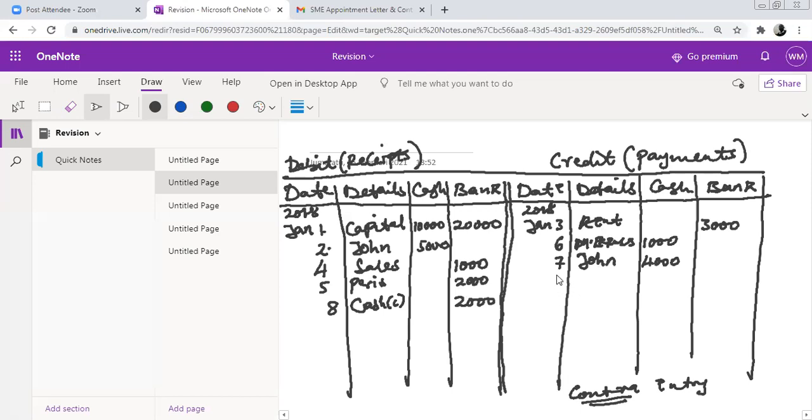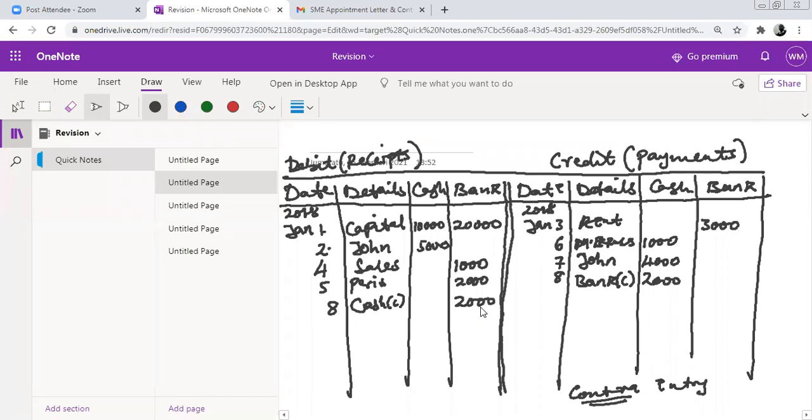So on the same date, which is on 8th, cash is reducing by 2,000 and that money is going to the bank. You put it into bracket C to mean it is a contra entry. So it is going to be on 8th here and 8th here. Here we record it on cash because cash is the one that is paying or reducing. Here we record it on the bank because the bank is the one that is receiving the same amount. So it is known as a contra entry.